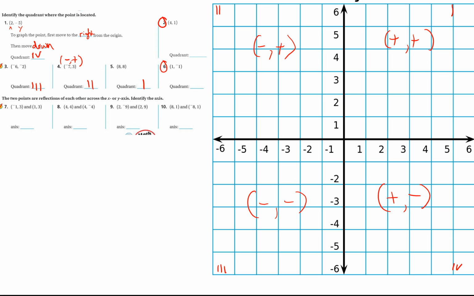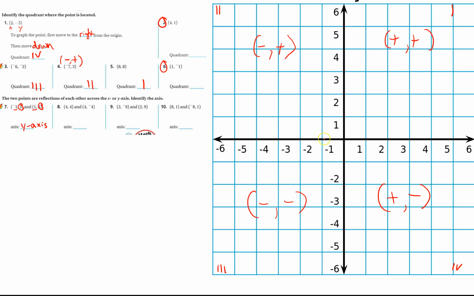Okay, the 2 points are reflections of each other across the x or y axis. Identify the axis. Again, we can graph these, but we learned in the previous video that it's across the axes that have the exact same number. So here we have +3, +3. These two are opposites, so it's going to be across the y axis. Okay, and we can graph it to prove it.